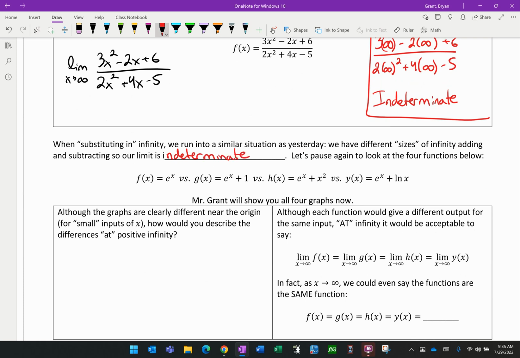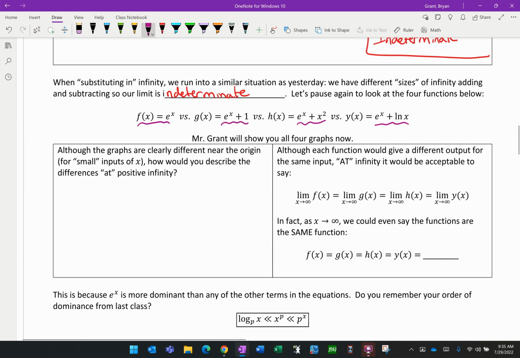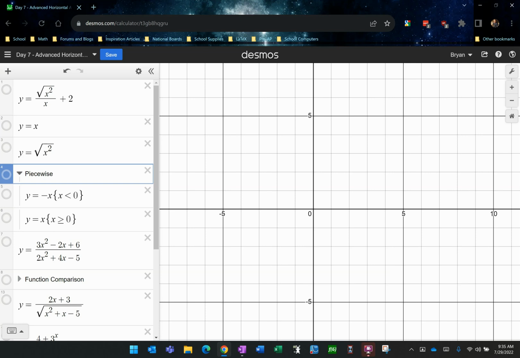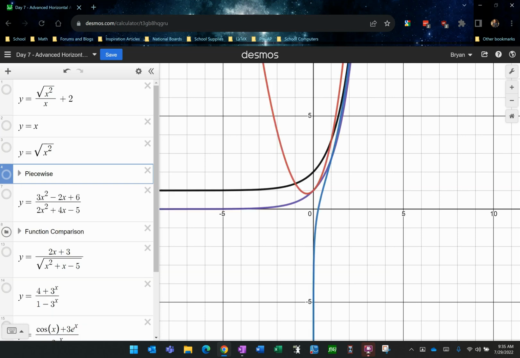There we go. So we're going to look at 4 different functions, and they are all different, right? We have e to the x plus 1, e to the x plus x squared, and e to the x plus the natural log of x. Okay, so if we look at those graphs, and I have them prepared for you right here, they are clearly different graphs. If you look at when x is 0, this guy has a y value of 2. These two share a y value of 1, and this one, probably the natural log one, just goes to negative infinity. It's clearly different there. And the y values are all certainly different here.